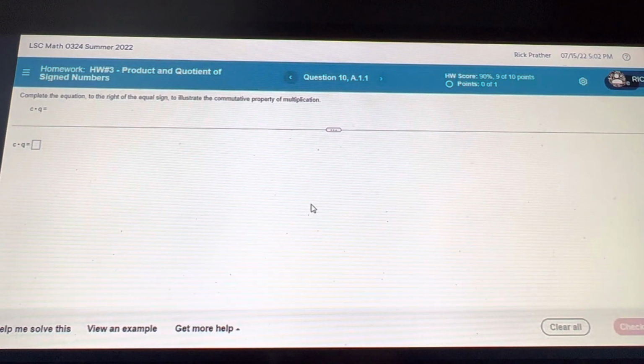So maybe that one's always 0 no matter how many times you do it. Okay, complete the equation to the right of the equal sign to illustrate the commutative property. Okay, commutative property says that order does not matter.